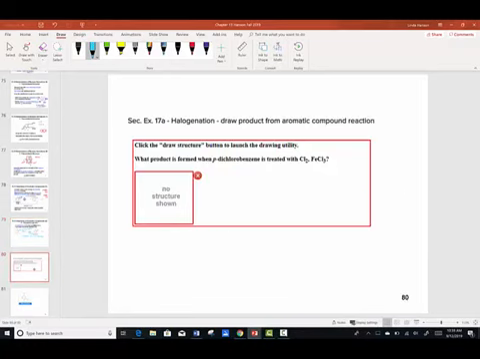Let me model one from your homework just to give you an idea. It's called halogenation of an aromatic compound. When we think about aromatic compounds, we automatically know that this is discussing our benzene. So if I think about drawing a structure, the product formed when para-dichlorobenzene is treated with chlorine and iron chloride. Let's begin by taking these words and turning them into a structure.